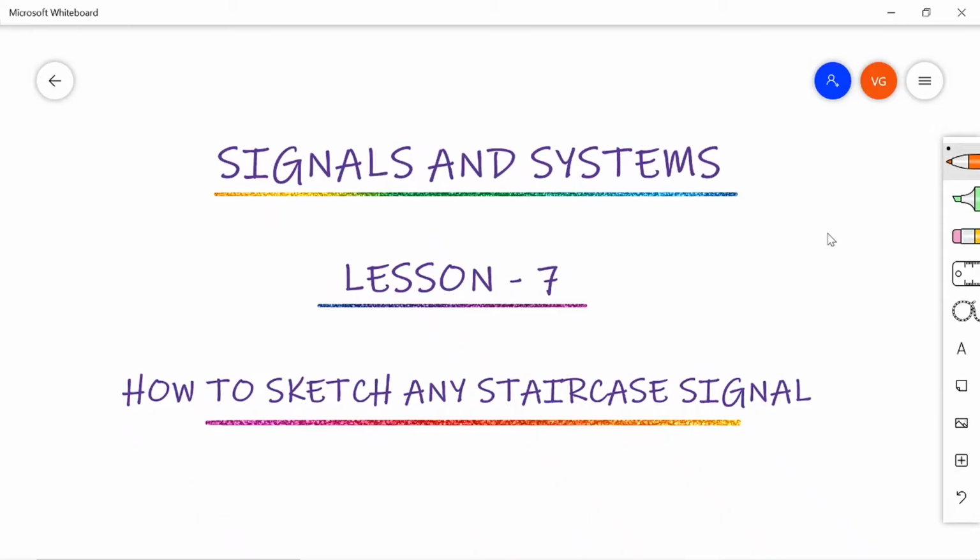In lesson 7 video, I have explained how to sketch any given staircase signal from the given base pulse signal. All the questions that I have selected are from previous semester papers, and I have tried here to show the step-by-step procedure by drawing signals. Please watch my previous videos to understand the concepts that I have used to solve these problems here.